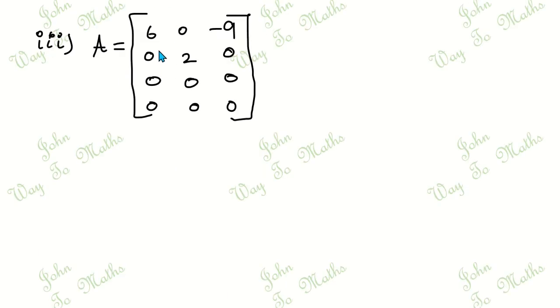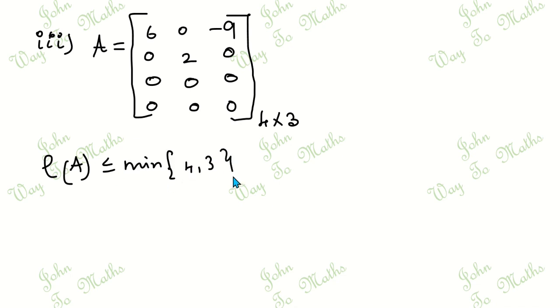A matrix is equal to first row 6 0 -9, second row 0 2 0, third row and fourth row 0 0 0. So here it is a 4 by 3 matrix, 4 rows and 3 columns. So now the rank ρ(A) is less than or equal to the minimum of 4 comma 3, 4 rows and 3 columns, whose minimum becomes 3. So the rank must be 3 or there are possibilities for it to be less than 3.